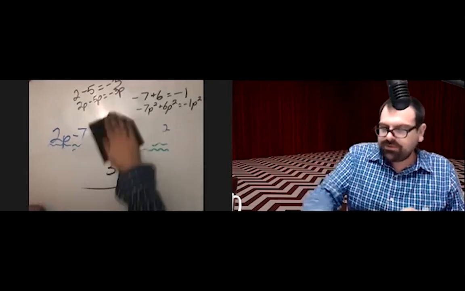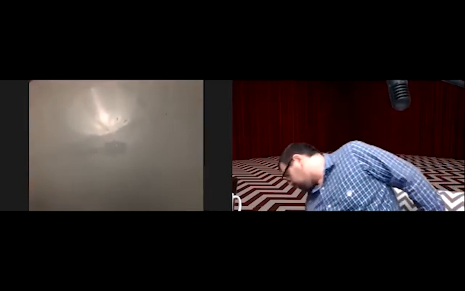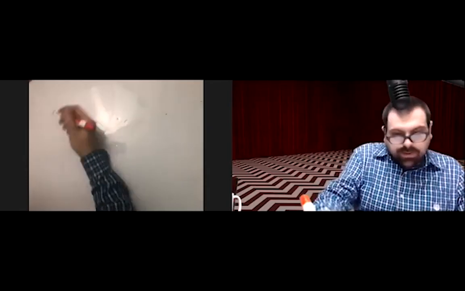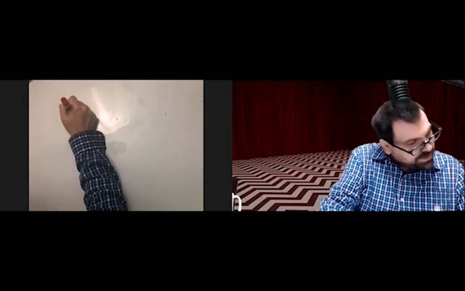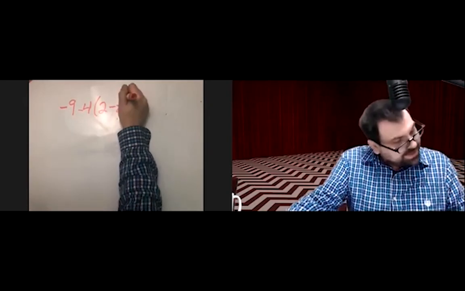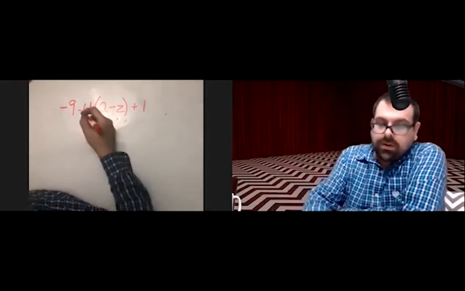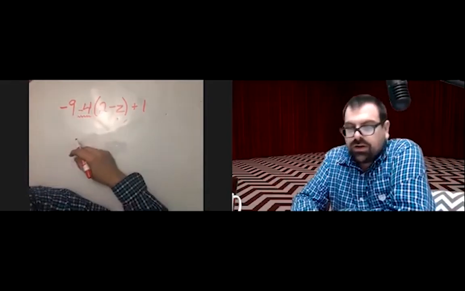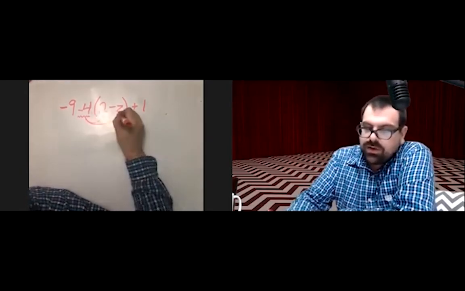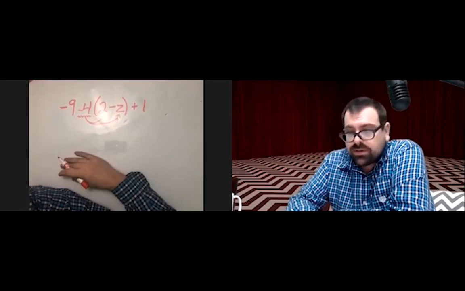Okay, and then we started simplifying with parentheses. And we had to clear the parentheses. Negative 9 minus 4 times the quantity, 2 minus z plus 1. The number in front of parentheses gets multiplied by the parentheses, and it goes through. 2 terms inside, so it goes through to each of them, providing 2 terms of an answer.